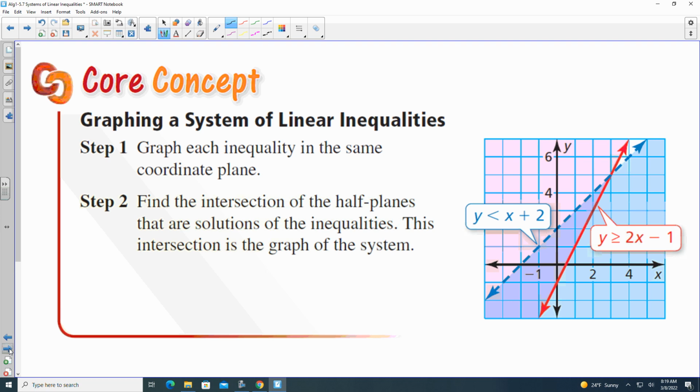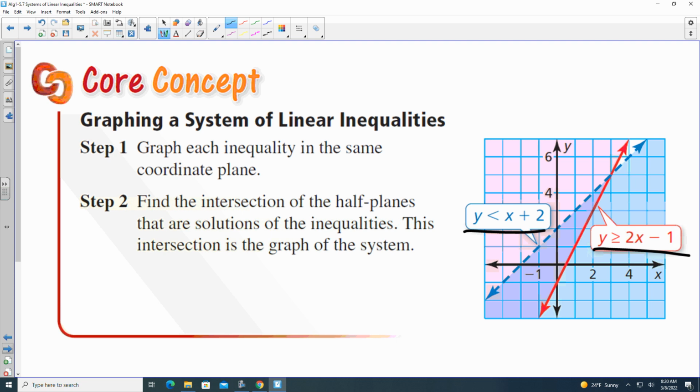what we're looking at is this. Everything that is blue, and also purple, is what satisfies the inequality y is less than x plus 2. So everything that was blue and purple satisfies that. Everything that is red and purple satisfies the inequality y is greater than or equal to 2x minus 1.